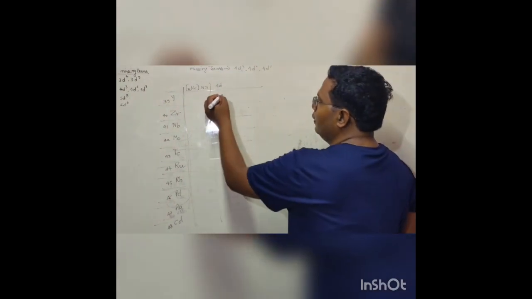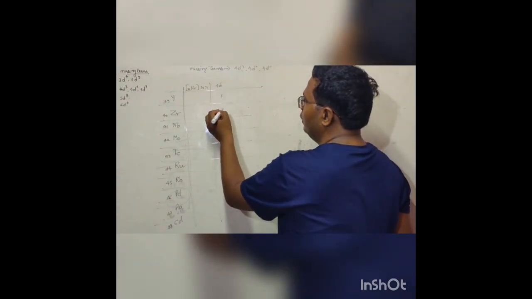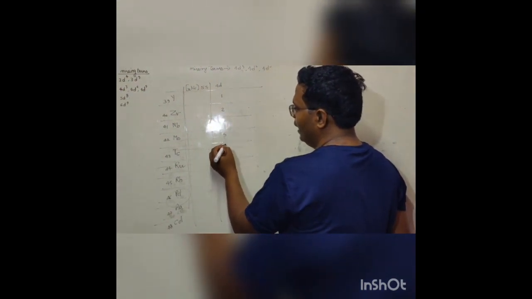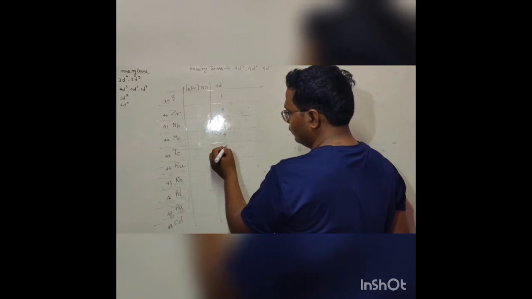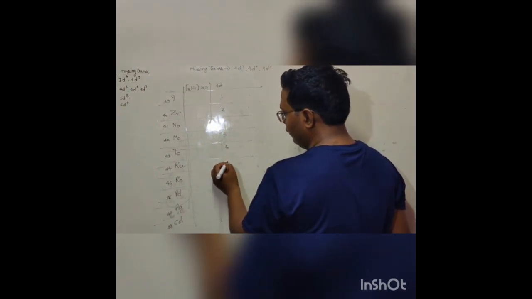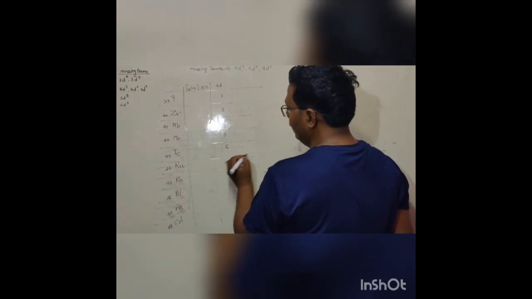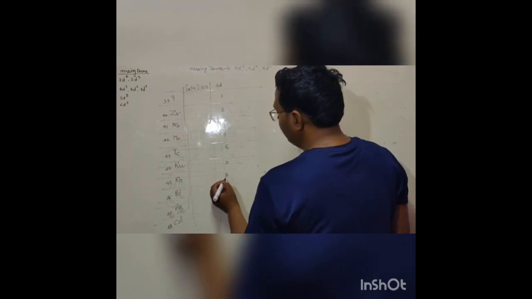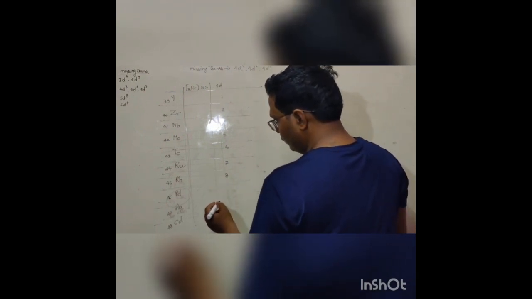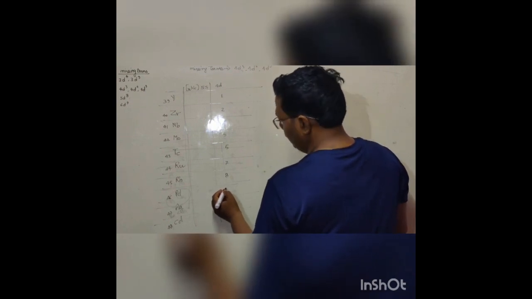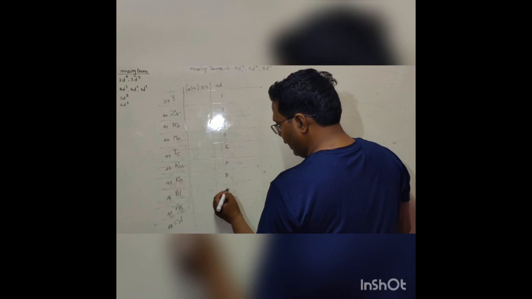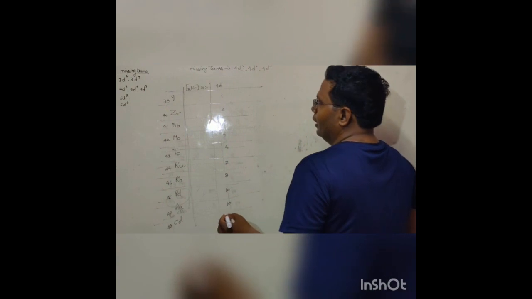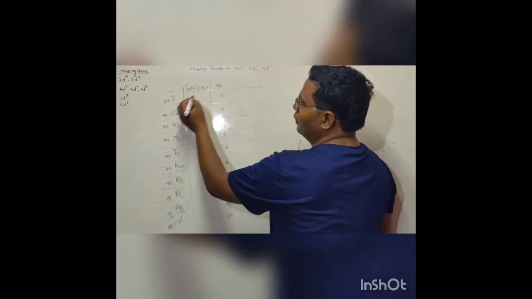First of all, in 4d series, 1 electron, 2 electron, 3 is missing. We will write 4, 5, 5, 6, 6 is missing, 7, 8, 9 is missing. We will write 10, 10 and 10. Now we will write the electrons in 5s.